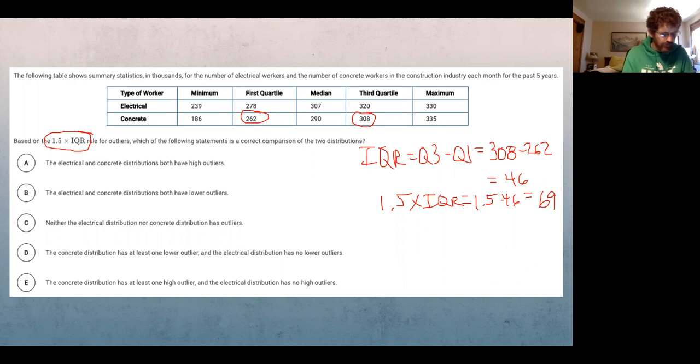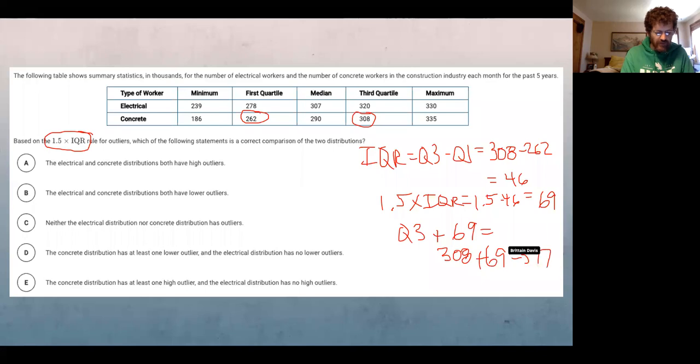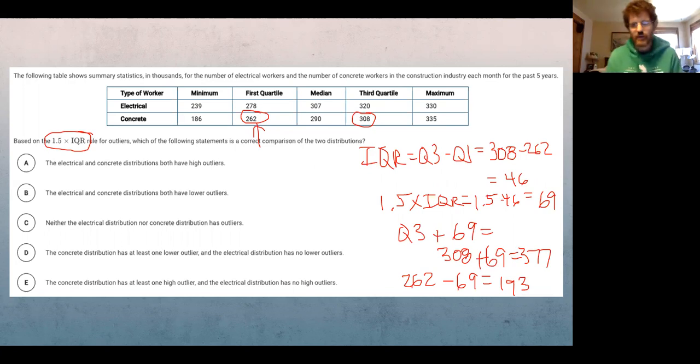Okay, so for this, I'm going to take the third quartile and add the 1.5 times the interquartile range. So that's 308 plus 69 gives me 377. Now I want to do the lower fence, which is going to be 262. That's Q1 right here, minus 1.5 times the interquartile range, which gives me 193. Now those values on their own don't mean anything, but what it tells me is that any value higher than 377 is an outlier.